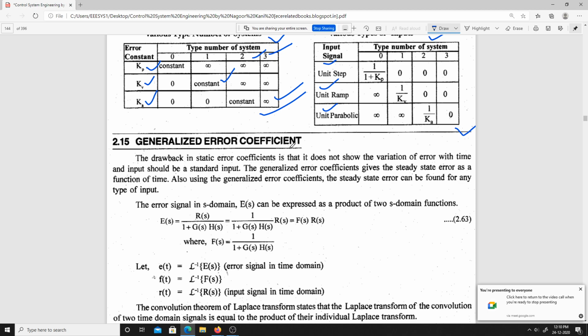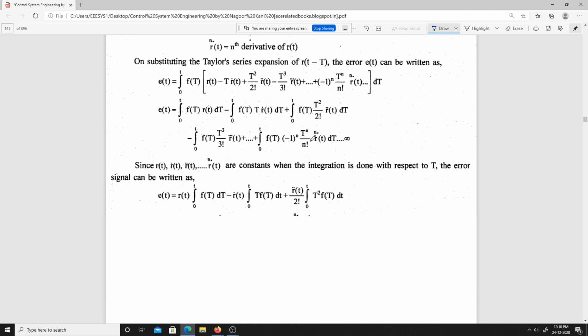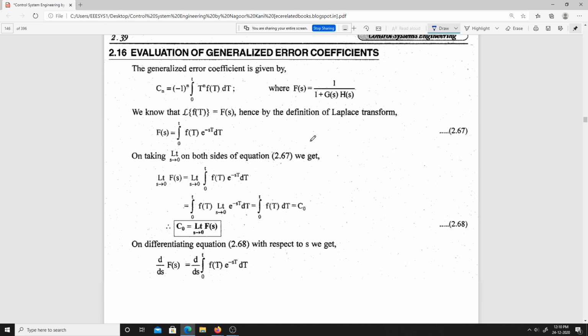About the generalized error coefficients we'll discuss later, and we'll have some problems on this particular topic of what we have discussed so far.